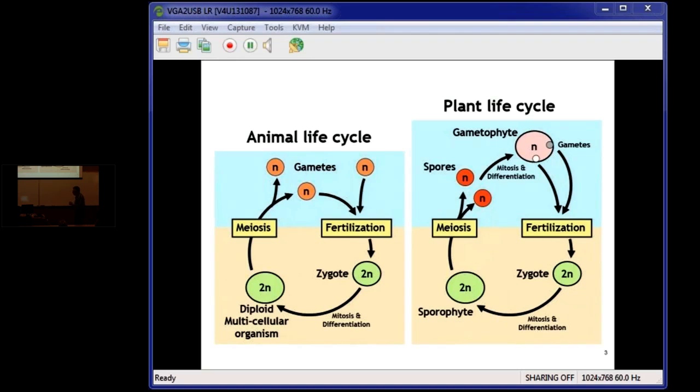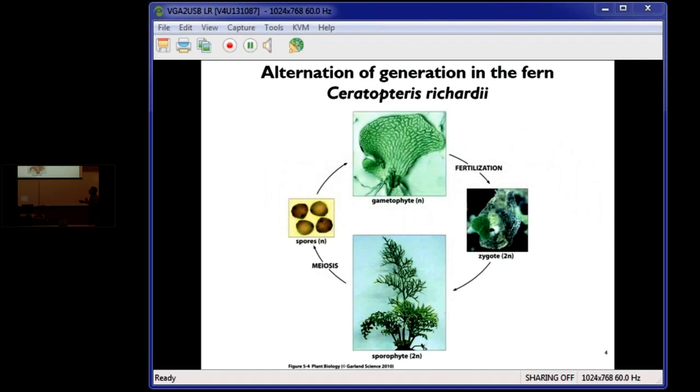Okay. Now, depending on which lineage of plants you look at, in some of the quote-unquote lower plants, such as ferns, for example, you have quite a large gametophyte, although it's not as large as the sporophyte. In other lower plants, you would have actually a switch where the gametophyte is larger than the sporophyte. And so again, you still have the same basic life cycle.